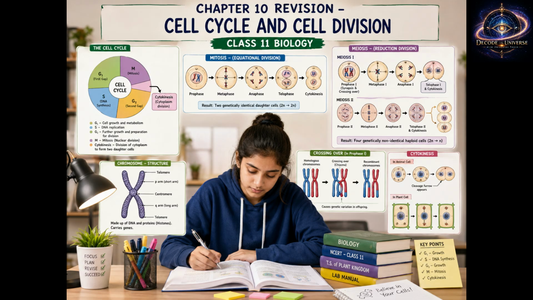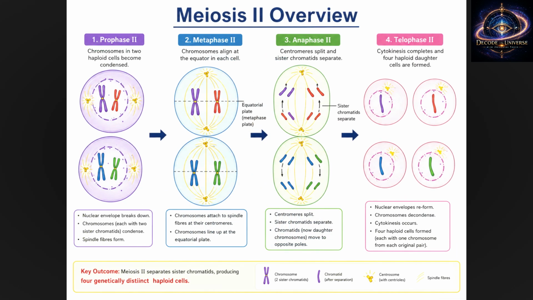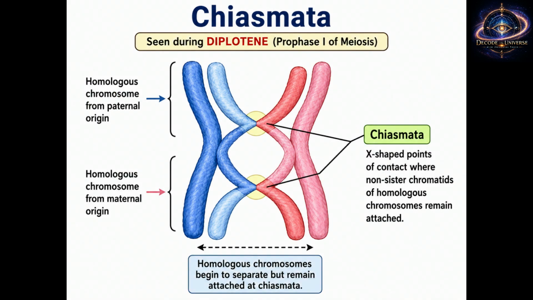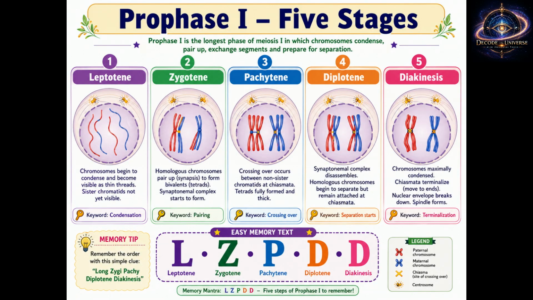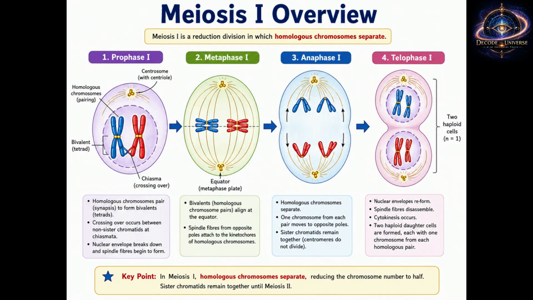Mitosis versus meiosis, an easy comparison. Feature: mitosis, meiosis. Type: equational division, reduction division. Number of divisions: 1, 2. Daughter cells: 2, 4. Chromosome number: same as parent, half of parent. Occurs in: somatic cells, germ cells. Function: growth and repair, gamete formation. Variation: no major variation, creates variation. Crossing over: absent, present.